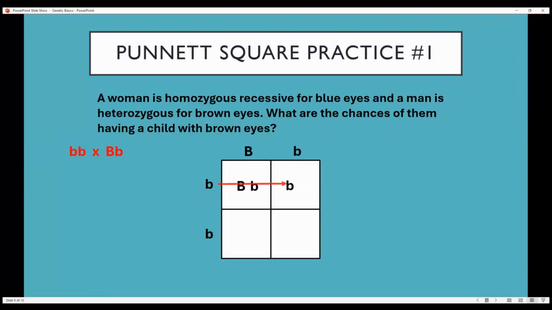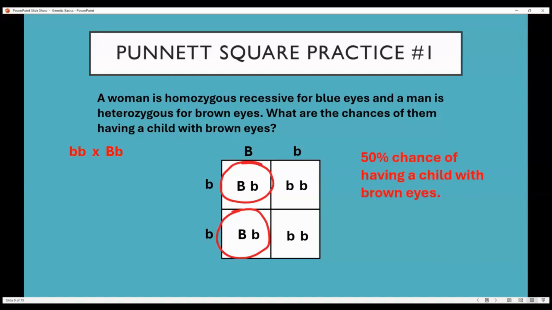So now we bring down, we bring over, we bring down, we bring over, we bring down, and we bring over. Okay, so that's what the outcome should look like. So now we want to know, what are the chances of them having a child with brown eyes? So if brown eyes is a dominant trait, and we have two of these squares with at least one dominant allele present, there is a 50% chance, or 2 out of 4 chances, that they will have a child with brown eyes.